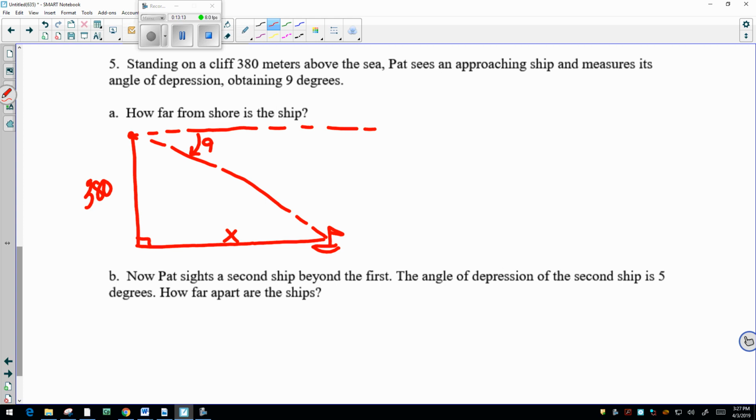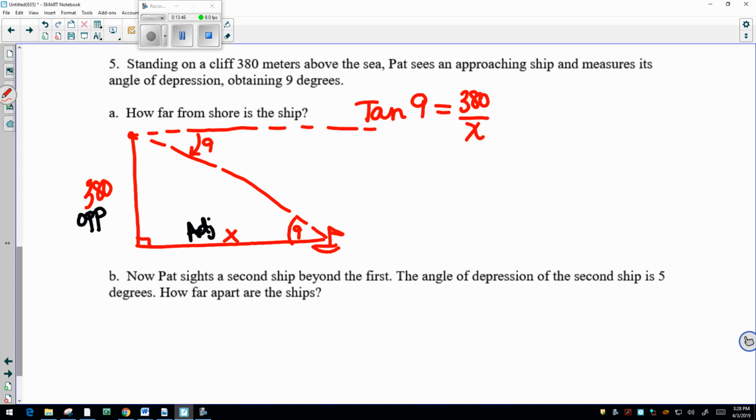Okay, first things first, we got to get that angle inside the triangle. So again, there's my alternate interiors. I know that that angle is 9. And if we look at the picture, according to 9, 380 is opposite, and x is going to be adjacent. So opposite, adjacent, that gives us our tangent ratio. So we're going to have the tangent of 9, so notice we have an angle this time, so I'm not using an inverse function, is equal to the opposite over the adjacent.